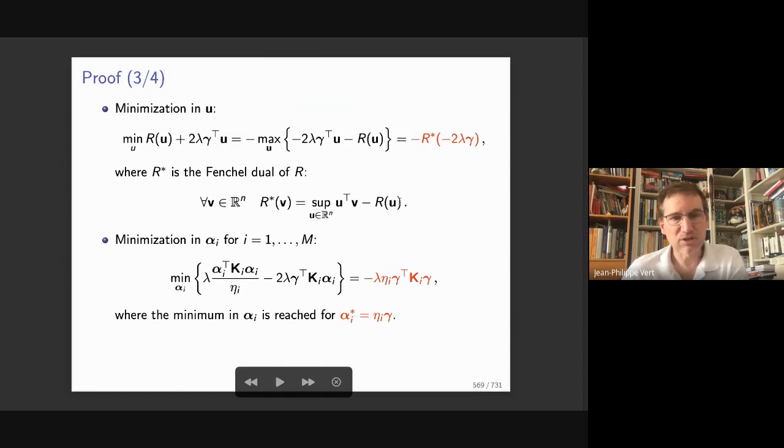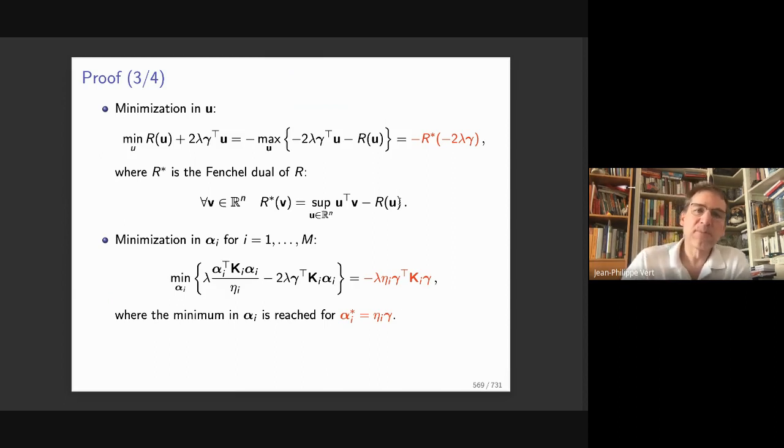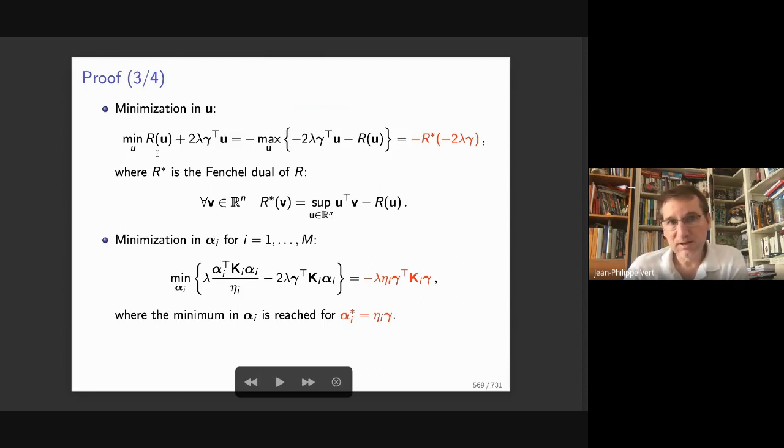This is a standard definition, and for any of the R I mentioned, you can compute the Fenchel dual by hand. So we can use this notation R star to rewrite our minimization in u. We just have to be careful about the sign: write the minimum as minus the maximum of the minus, so that we see a max appear, and the max is used in the definition of R star. So this would be negative R star of something, and the something is minus 2 lambda gamma. So the minimization in u is a function of gamma, which is minus R star of minus 2 lambda gamma.